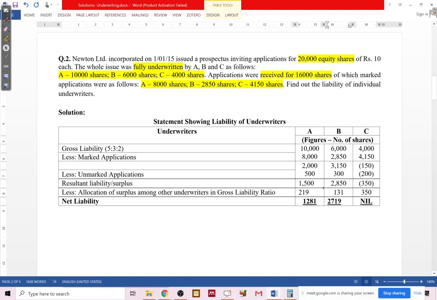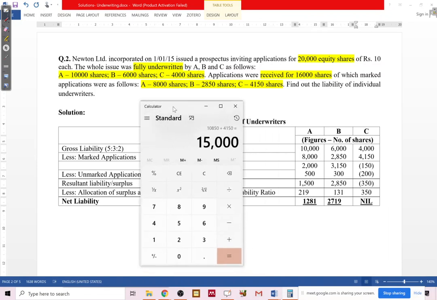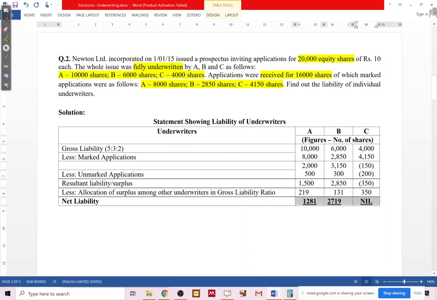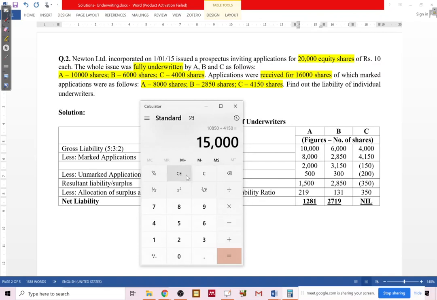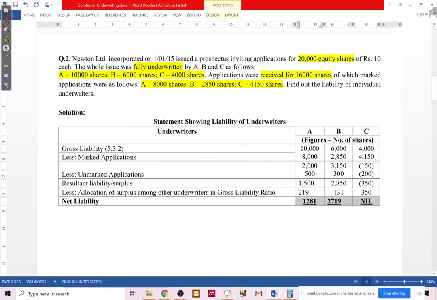So very simple calculation. You may get a negative figure, that is a surplus, and you need to redistribute that surplus or allocate it to the other underwriters who have a liability. Now let's cross check the net liability of A and B, how much it totals up to. C doesn't have any. 1281 plus 2719. It gives you how much? 4,000 shares liability is remaining.